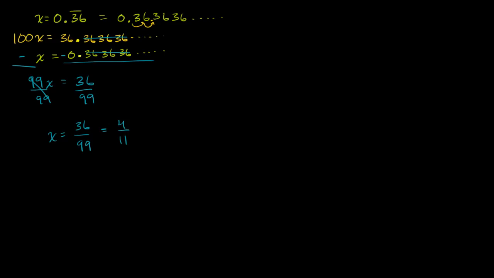Now let's do another interesting one. Let's say I have, and I'll just set it equal to x, the number 0.714, and the 14 is repeating. So notice, the 7 isn't going to repeat, just the 14 is going to repeat. So this is 0.714, 14, 14, on and on and on and on.